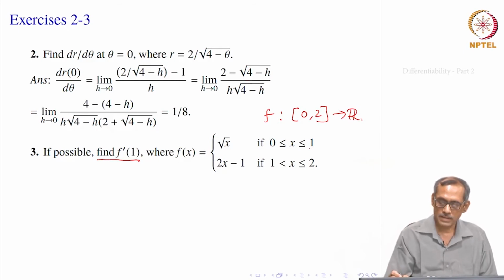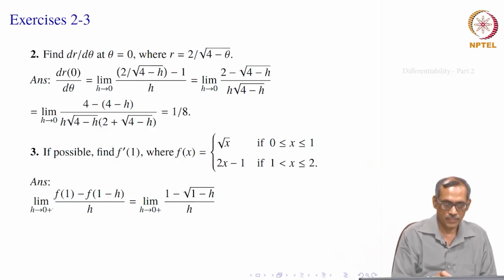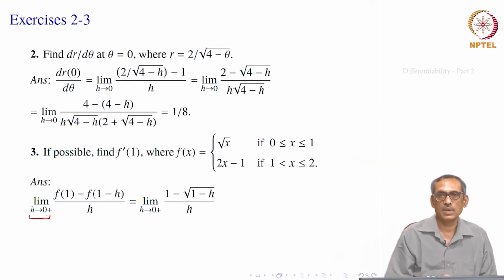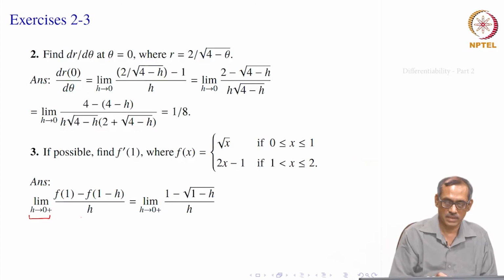So, f prime of 1: on the left side there is one definition, on the right side there is another definition, and f of 1 is equal to 1. Okay, so, let us try. Now, both the side limits we have to get. So, let us take the left side limit first. Left side limit is f of 1 minus f of 1 minus h divided by h as h goes to 0 plus. Usually instead of h goes to 0 minus, this will be convenient. So, we take the other way.